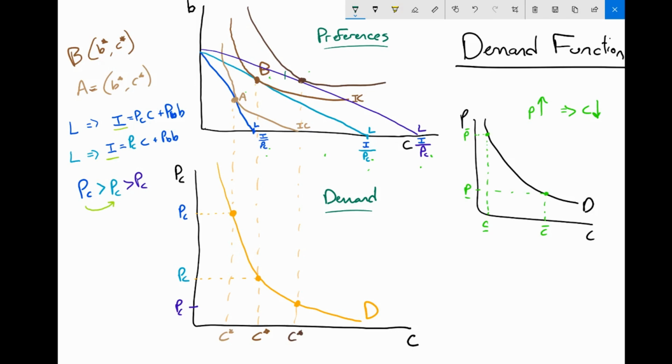Okay, so that's just an introduction on demand functions. We'll come back in the next lecture, and we're going to start to talk about how changes in income and changes in prices will affect demand. But for now, we'll stop here.